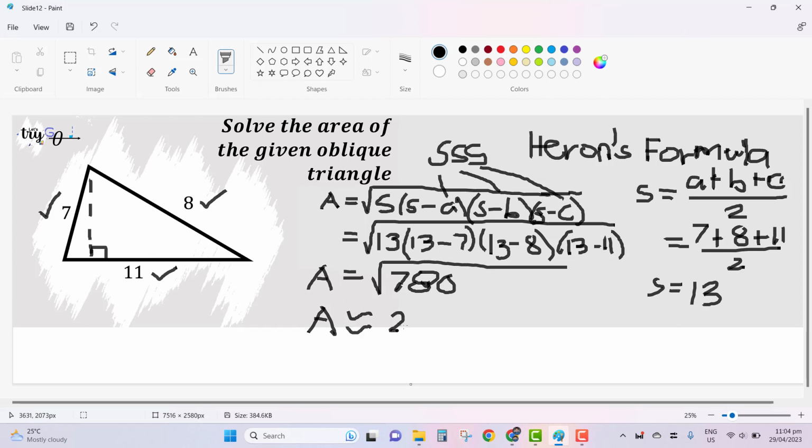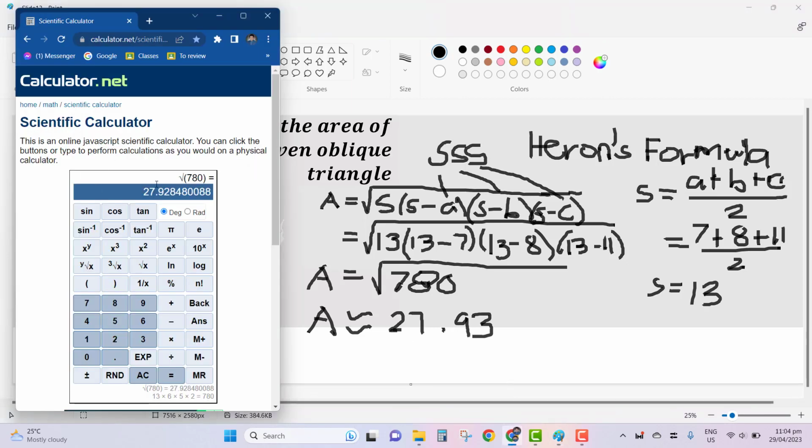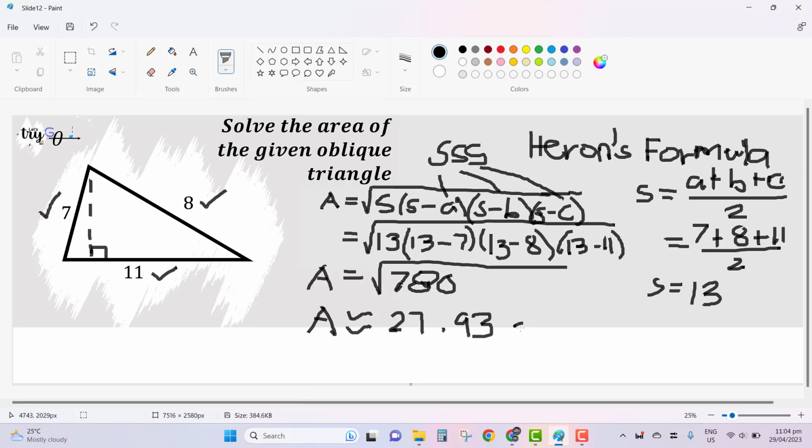Approximately 27.93, rounded off into 2 decimal places. And since it's area, we just need to complete the notation using square. And since it doesn't have any units, we'll have square units. So the area of this given oblique triangle with side measurements 7, 8, and 11 is approximately 27.93 square units using the Heron's formula.